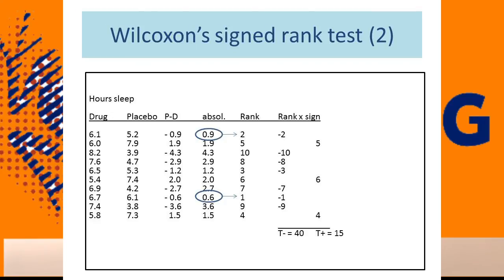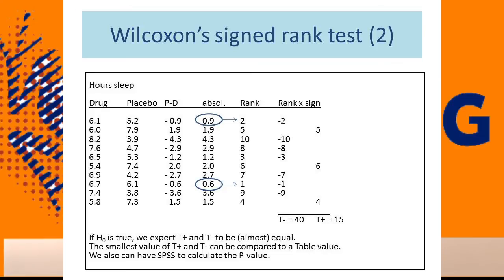In the last 2 columns, the ranks of the negative differences are separated from the positive differences, and the ranks in each column are summed up. If the null hypothesis of no difference between drug and placebo is true, we would expect that both sums are almost equal. There are tables to determine the p-value. Another possibility is to ask SPSS for it.